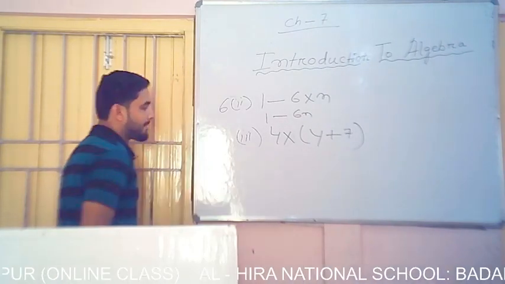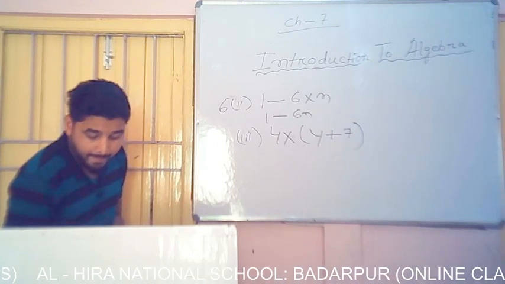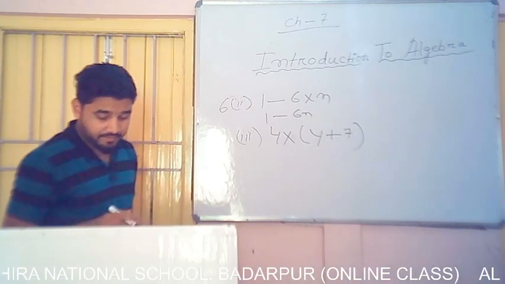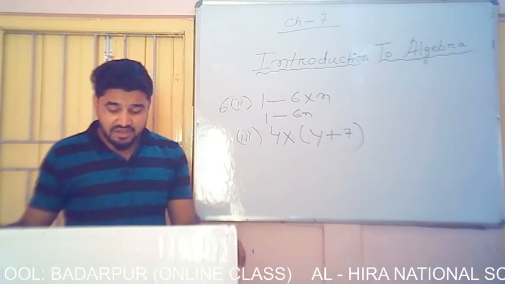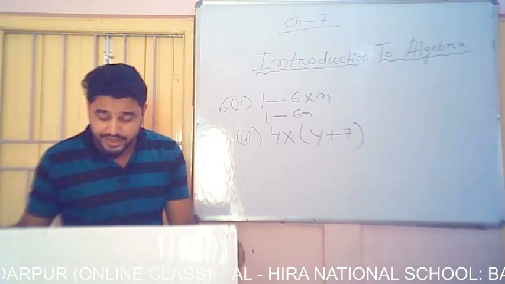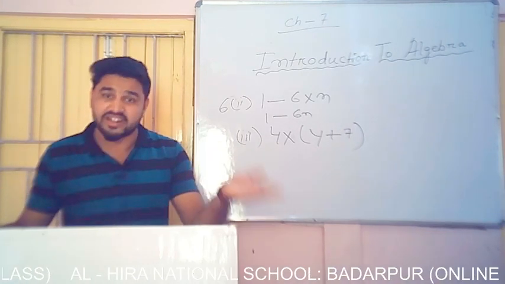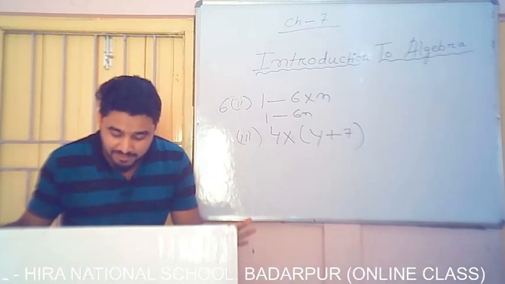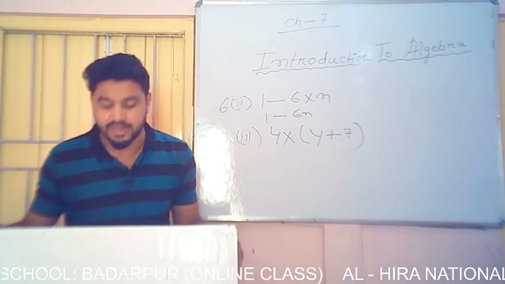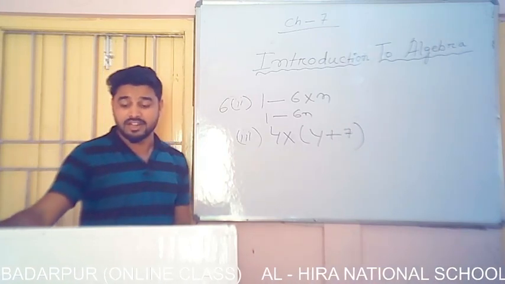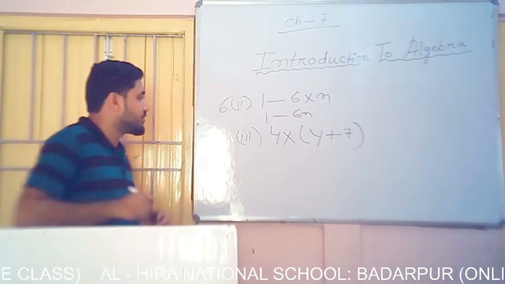Now we come to question number 4. Here it is given 5 times the quantity n minus 3. 5 times the quantity n, that means we should multiply 5 with n. Then we should subtract 3. That means 5 times the quantity n minus 3. So it will become like that.